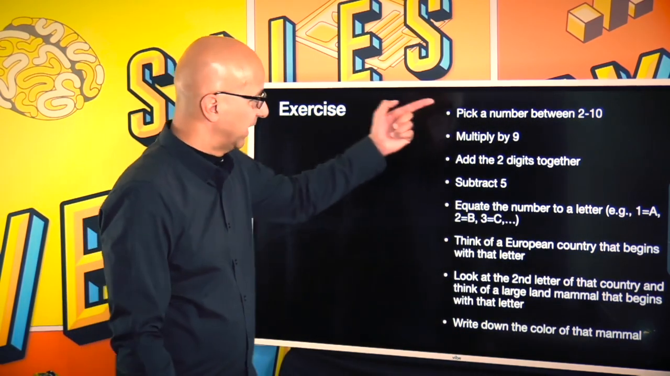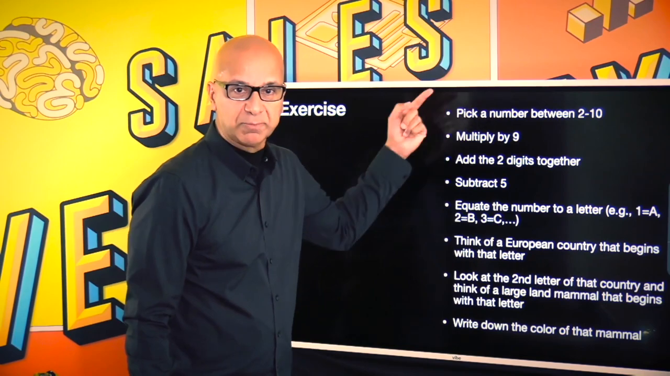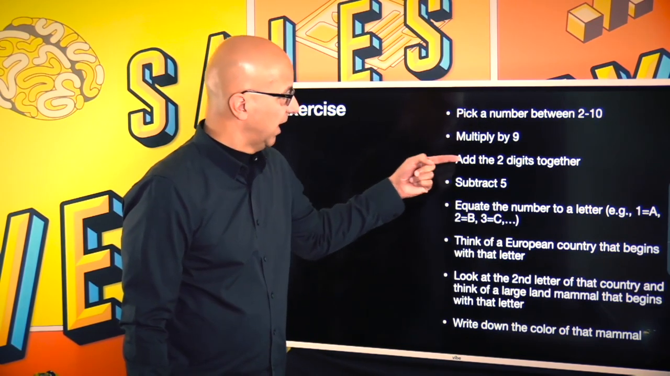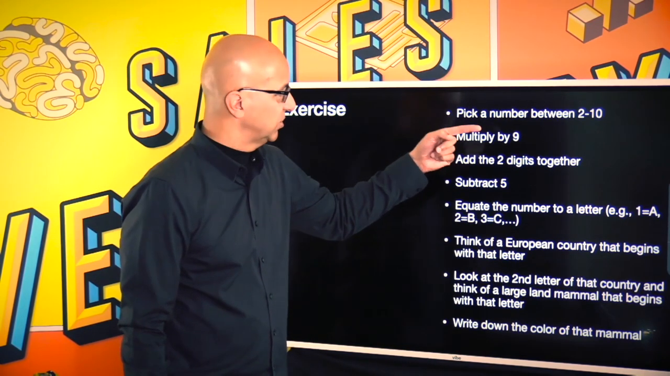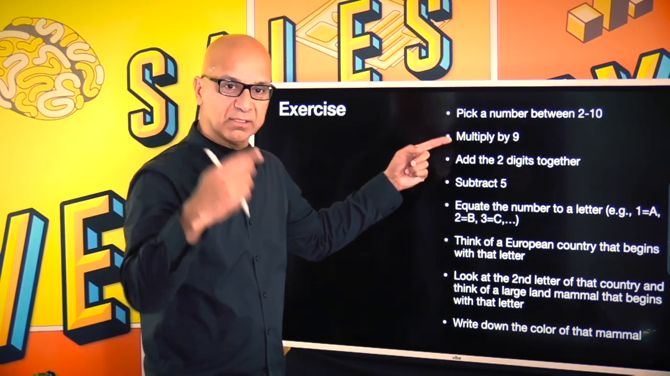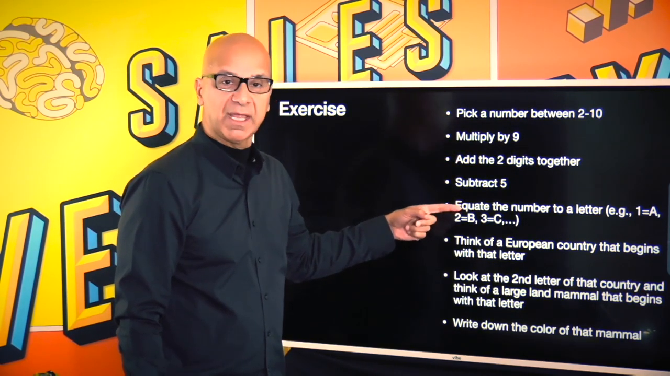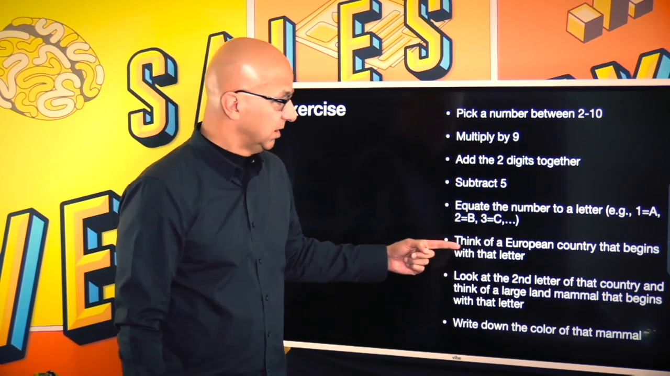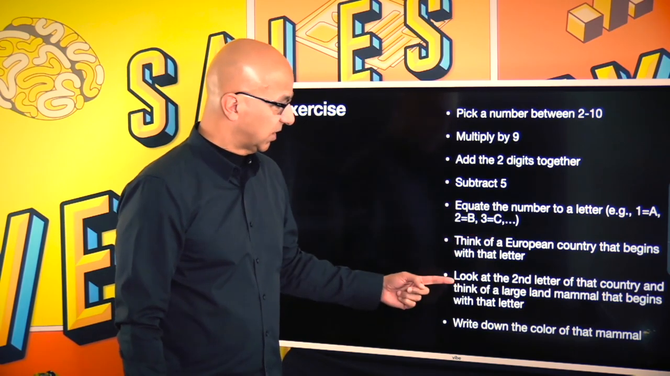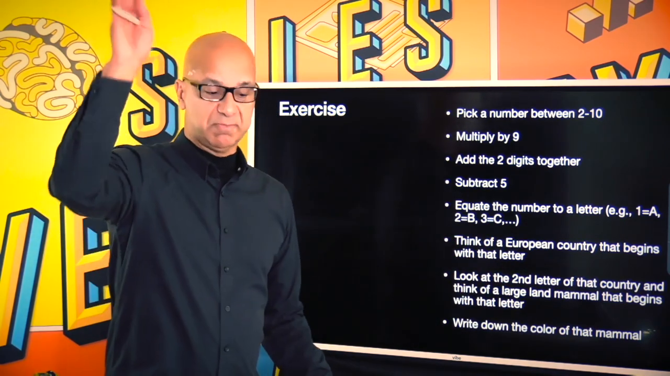So again, pick a number between 2 and 10. Multiply it by 9, right? Add the 2 digits together. Subtract 5. You come up with a letter that equates to a country, right? A European country. Think of the country, look at the second letter, and then think of a large mammal.